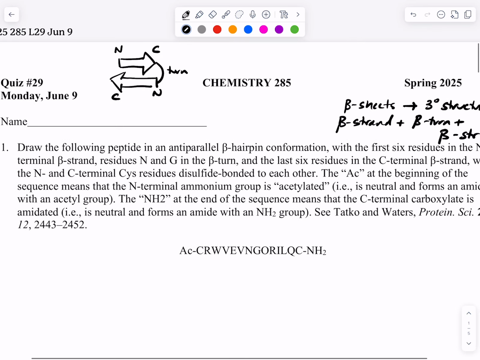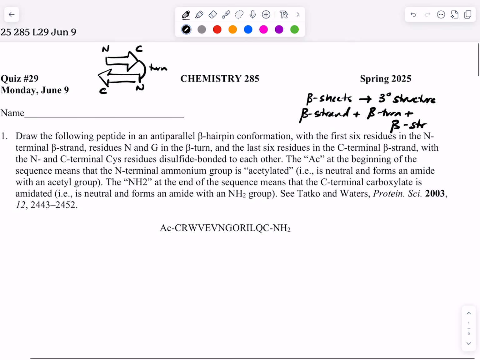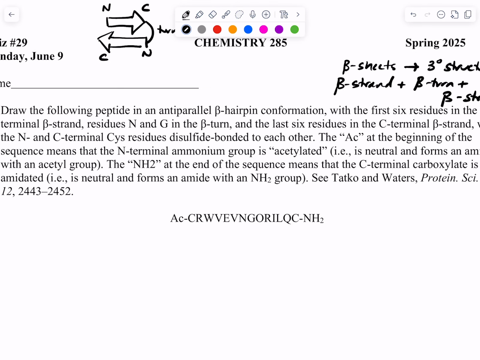So this molecule is called an anti-parallel beta sheet or beta hairpin because you've got one beta strand going along from N to C, then there's a quick 180, and then the second beta strand going along from N to C. So here's the sequence.